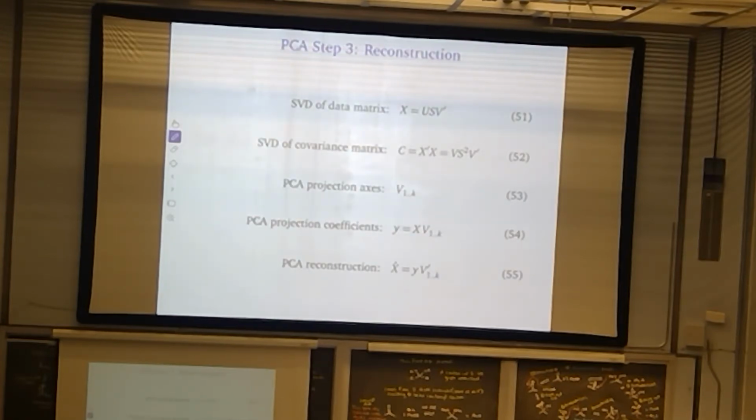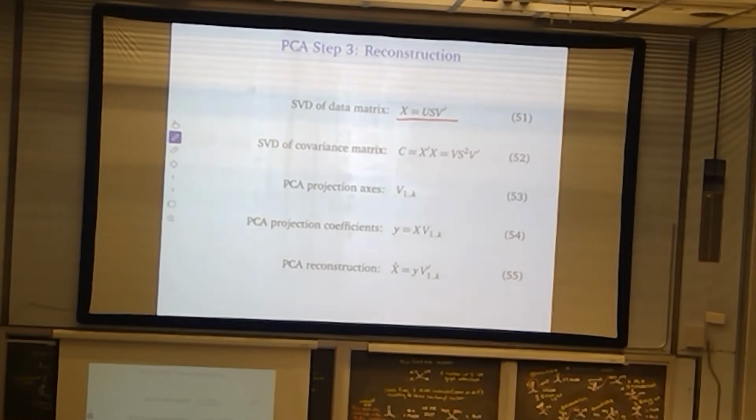Now, the first step, we center the data. The second step, we find the projection axis of major variations. The third step is to reconstruct the data. Okay? So, X, you have the SVD. You find the covariance. Through this, you find the projection axis. And this is calculating the projection coefficients, the size of projection.